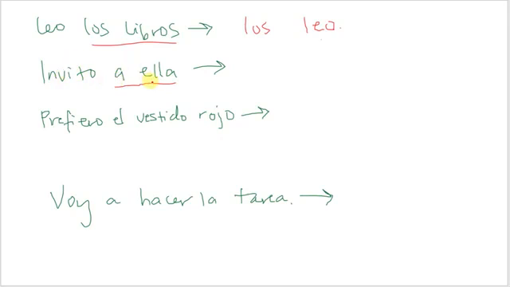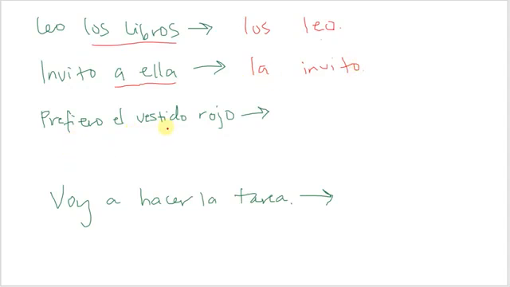Okay, invito a ella. I invite her. Her, it would be the direct object because it's who or what am I inviting? I'm inviting her. So ella would be feminine and singular, which would be la, and then the verb, which would be invito. So I invite her.